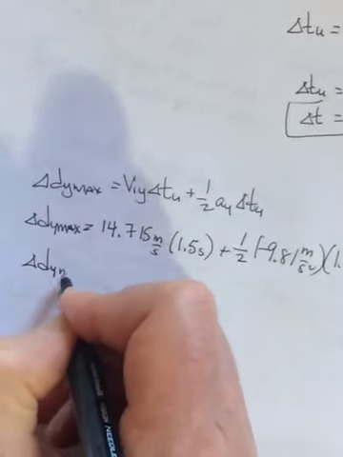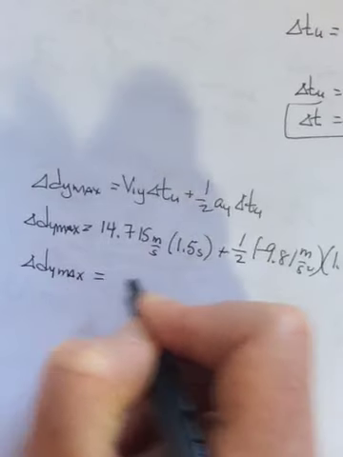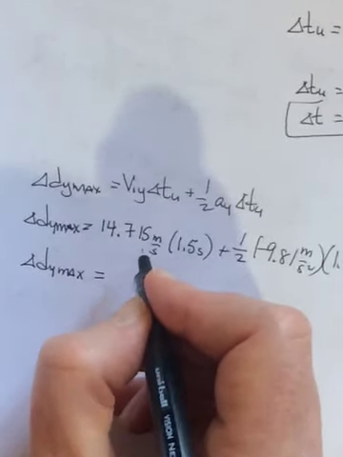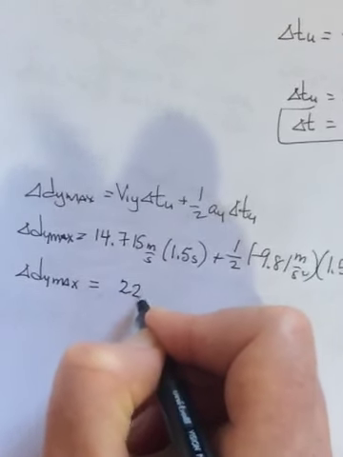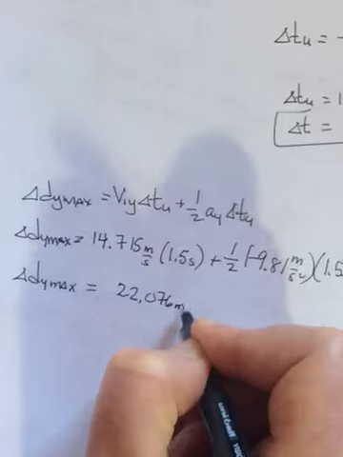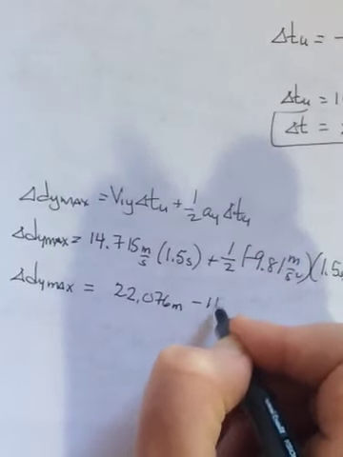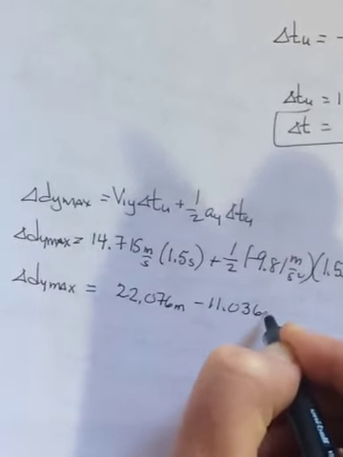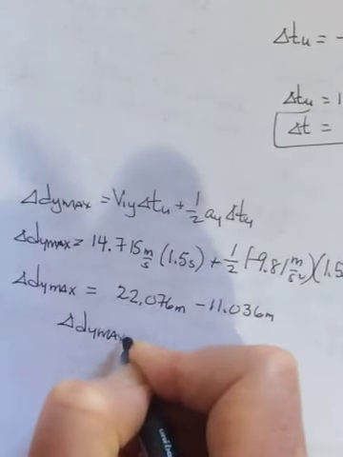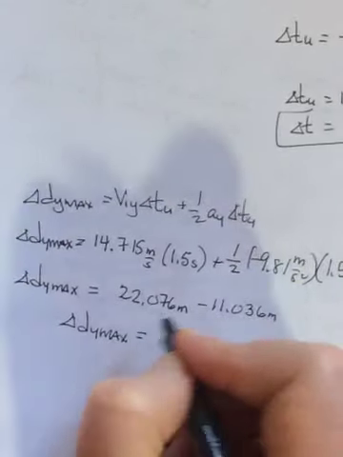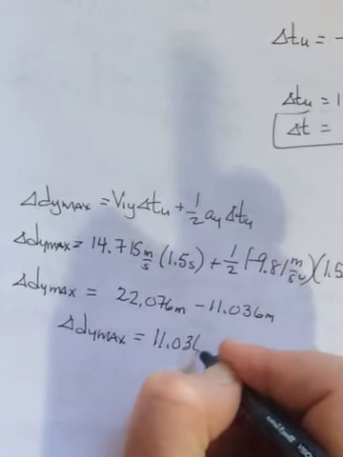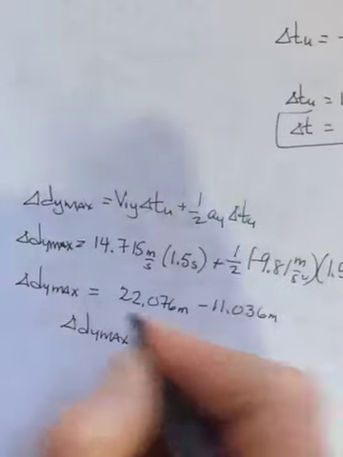Delta dy max equals, first term is 22.072 meters. Second term is 11.036 meters. When you subtract them, again, and they should be exactly half if you don't round anything, and so 11.036 meters.